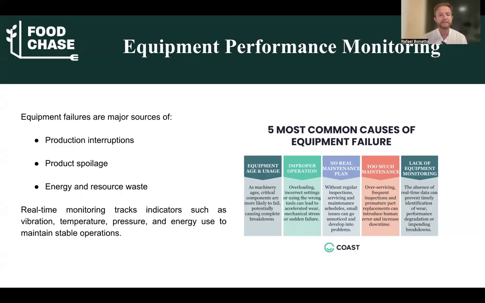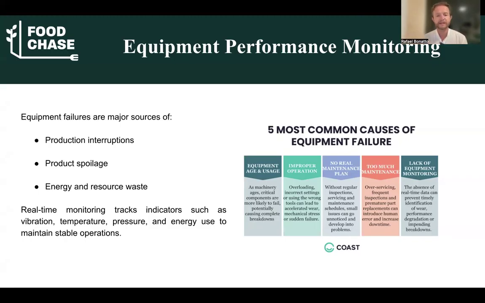Equipment failures are major sources of production interruptions; you have to stop your line. Product spoilage is very undesirable, losing what you have bought and produced. And energy and resource waste. Remember, it's just stacking problems. You avoid it. That's why we do equipment performance monitoring.